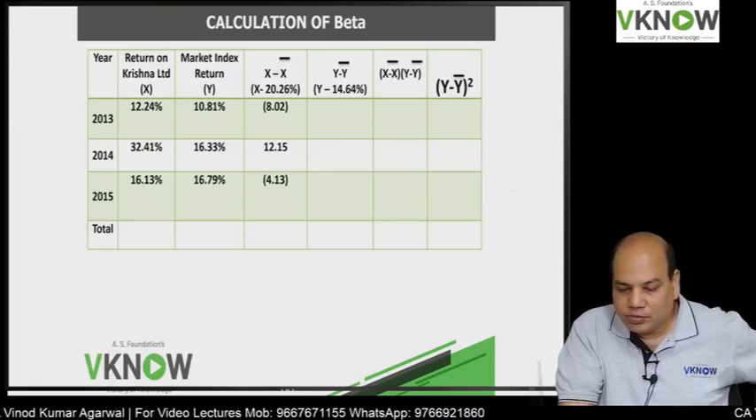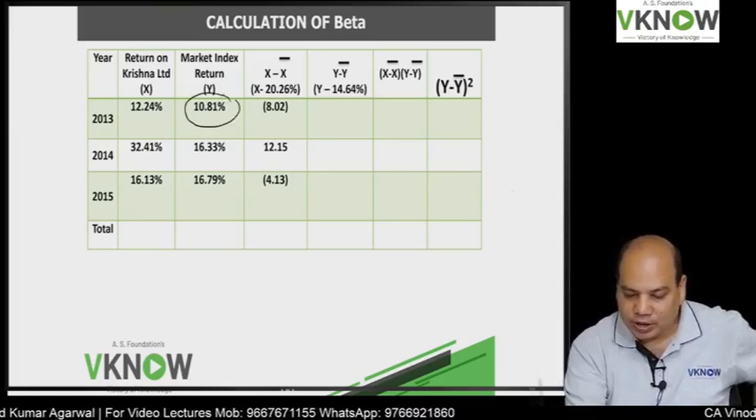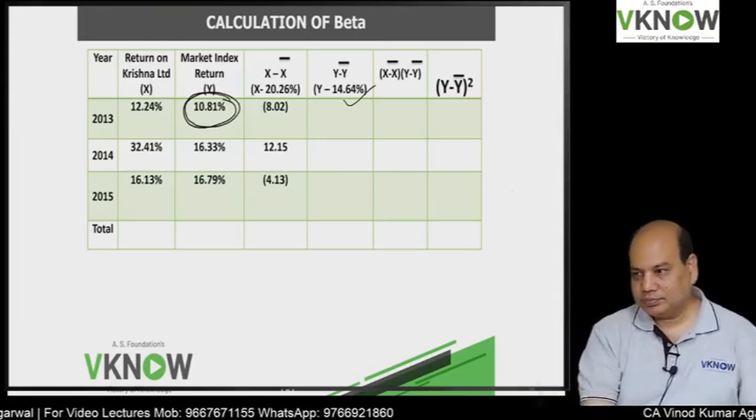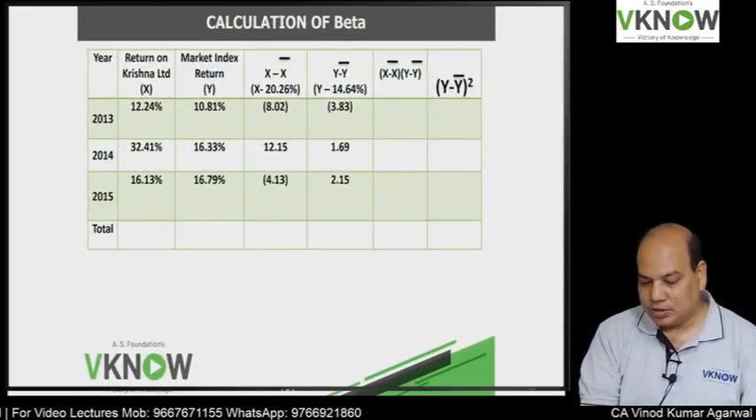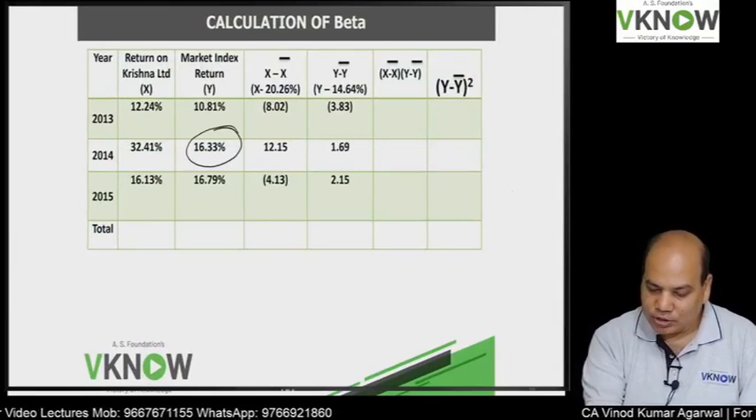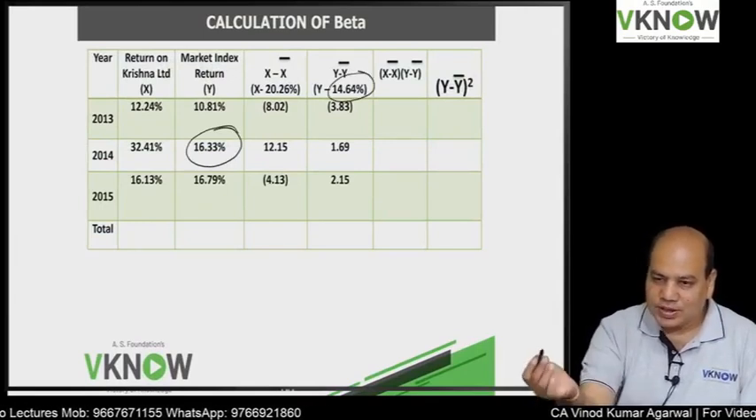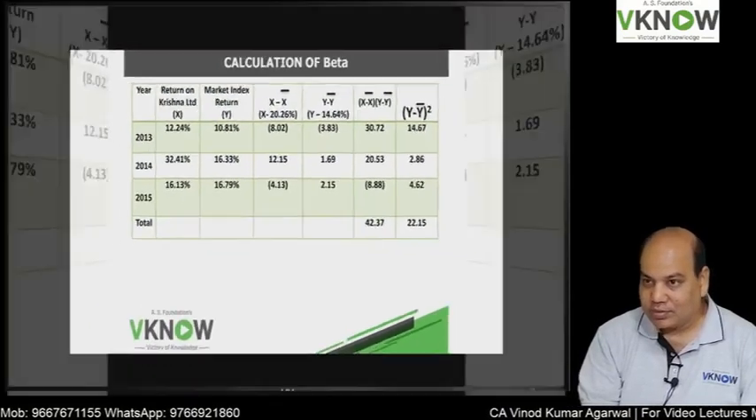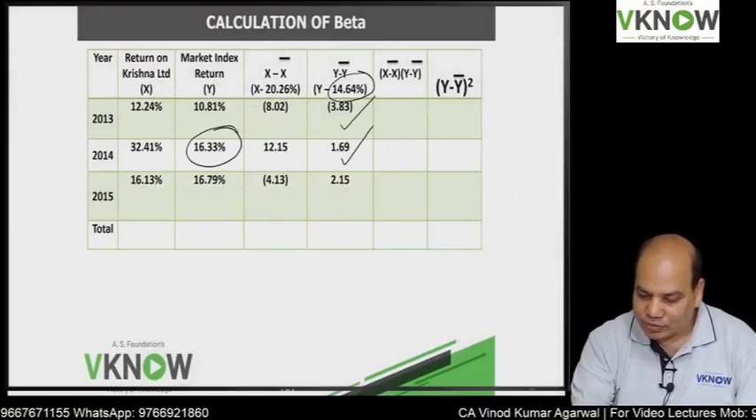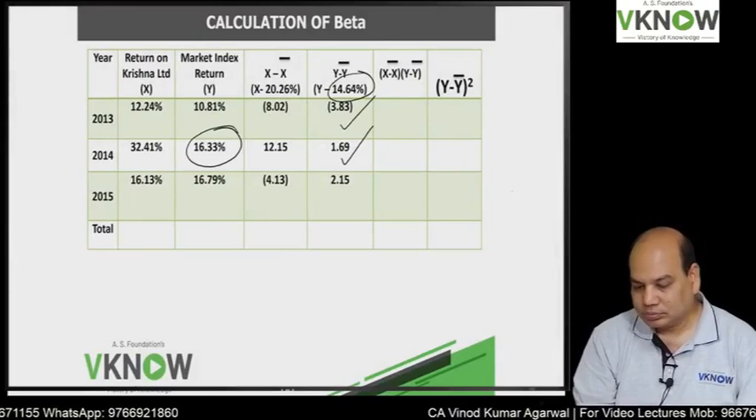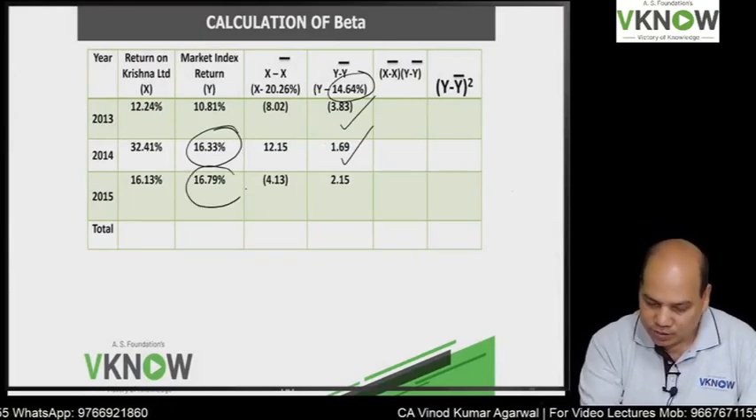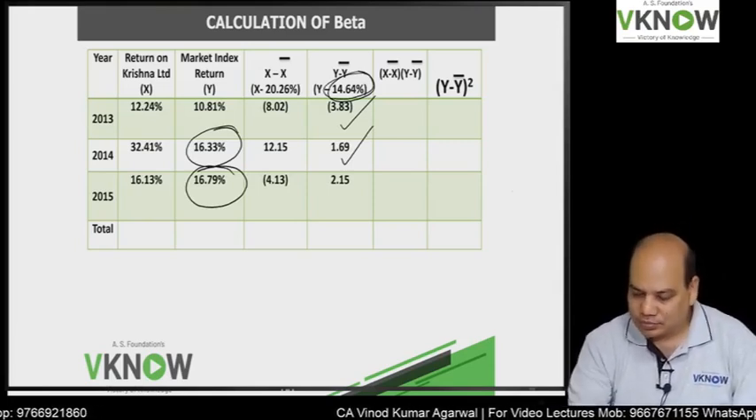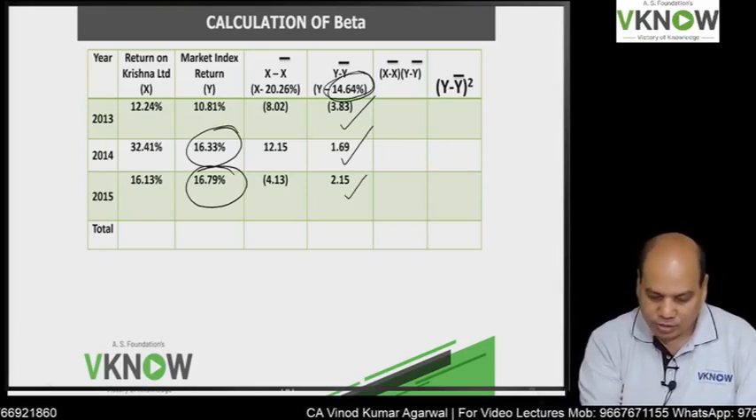Anybody for y minus y bar? Take 10.81 minus 14.64, come on. Minus 3.83. Again, take 16.33 minus 14.64. 1.69. Is it 1.69? Last one. 16.79 minus 14.64. 2.15.